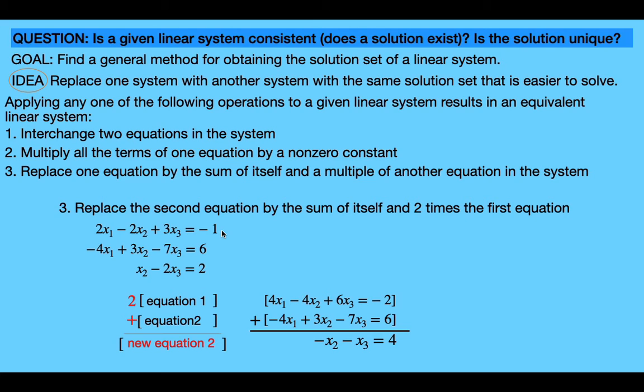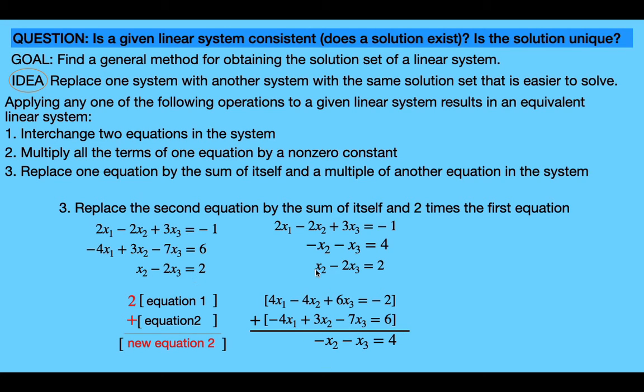So our new system will have the first and third equations unchanged, so it'll keep these two equations, and then instead of having the second equation given here, we're going to replace it with this new equation. So our new system looks like this, where of course the first and third are the same, and then the second one is the equation we have from down here.